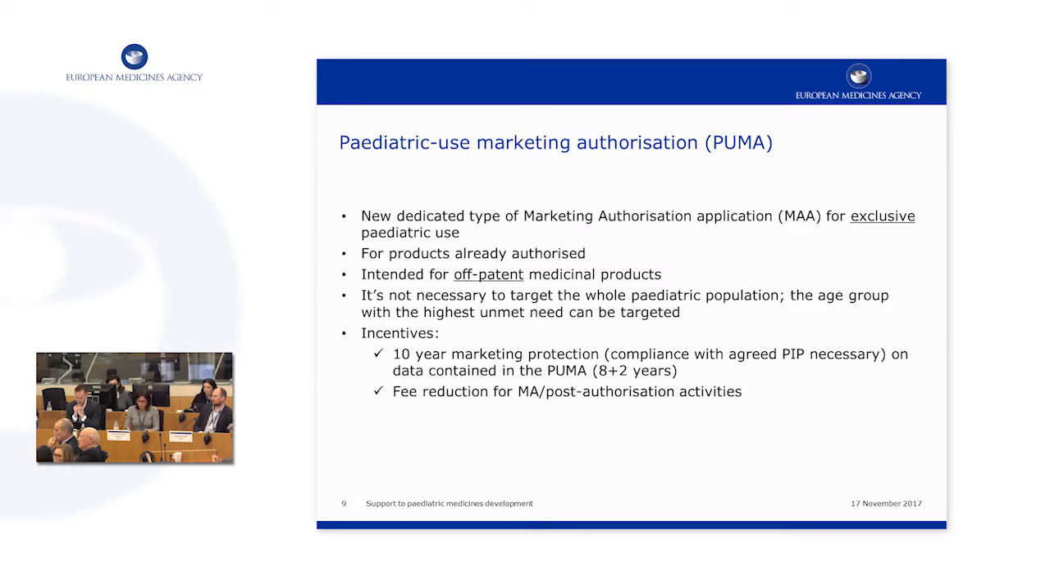Aside from PAPs and waivers, it's worth mentioning a new type of authorization introduced by the Paediatric Legislation, which is the Pediatric Use Marketing Authorization, also known as PUMA. This is a new dedicated type of marketing authorization application for exclusive pediatric use. It's for products that are already authorized and that are not covered by patents any longer, so off-patent products.